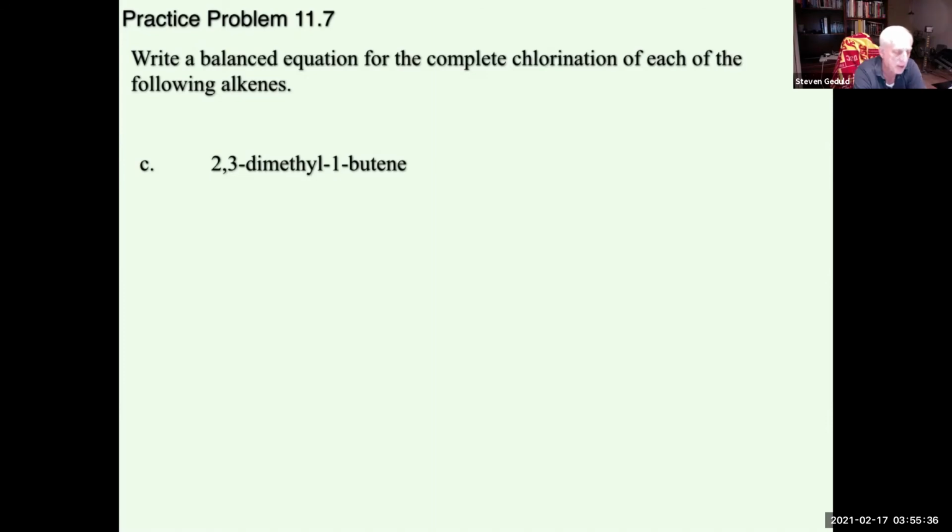All right. Complete chlorination, balanced equation of each alkene. So, 2,3-dimethyl-1-butene. So we have butene is 4 carbons. 1-butene means the double bond is in the 1 position. 2,3-dimethyl. And that's it. And we open up this double bond and we're going to add Cl and Cl. So plus Cl2. So we need to add 1 Cl2 because we have 1 double bond.